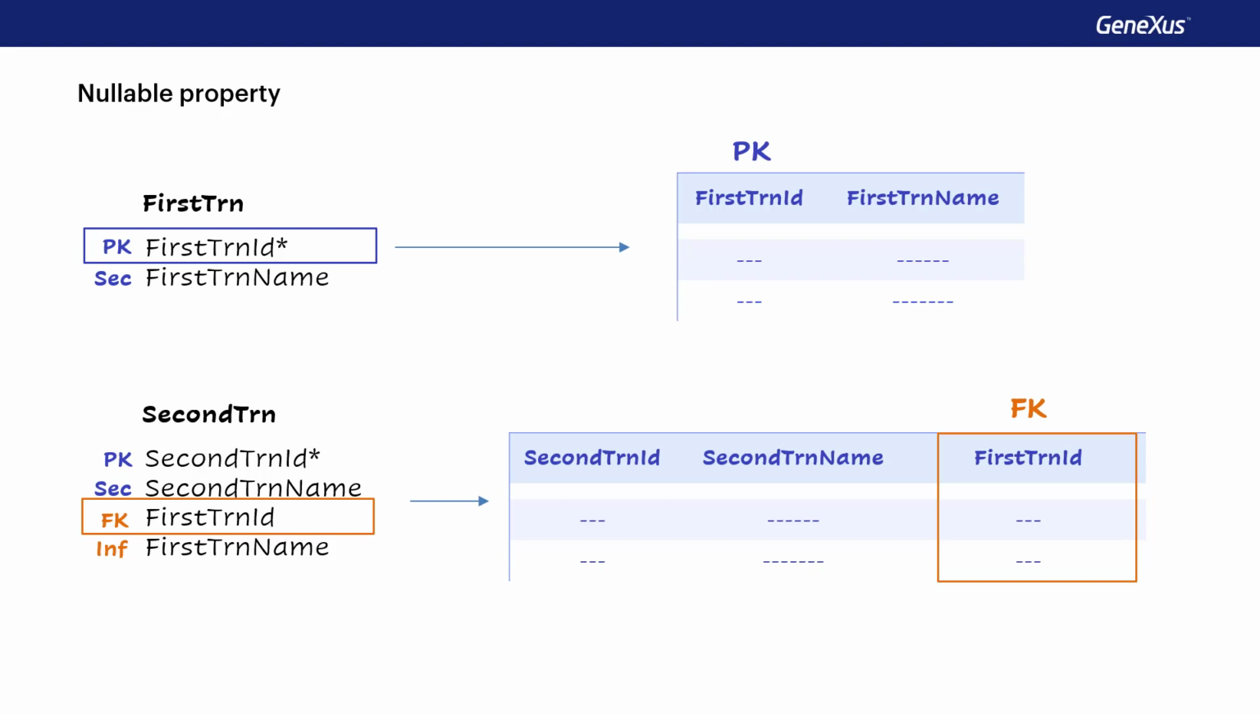Within a knowledge base, the relationship between entities is defined by primary keys, which can be foreign keys when they're included in other entities. Whether a foreign key accepts nulls or not lets Genexus know how strong the references are between those entities.